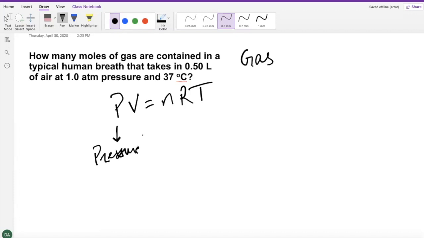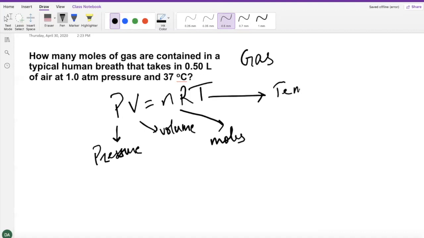And what is V? Volume. And then what is N, guys? Moles. N is moles. And then what is T? Temperature, right? Okay, and then R is? R is a gas constant in this case, okay? It's a constant for which the symbol is R.